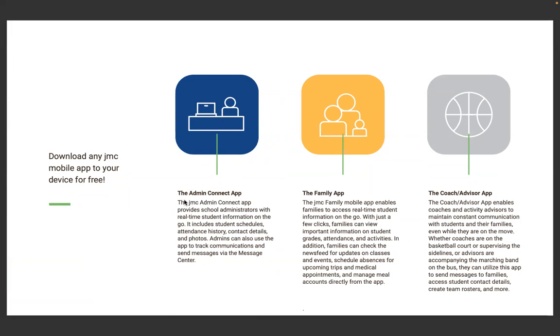The JMC Family app, for me, I love it just for the simple fact that I can make meal balance payments for my students right from my phone. It never fails. If my kid can't get seconds at lunch because he doesn't have any money in his account, he'll email me or he'll text me and say, "Hey, Dad, I need money in my account." And within minutes, I can have it there, and he's able to get his belly full.